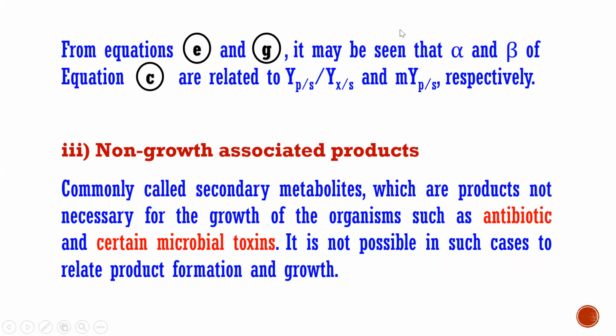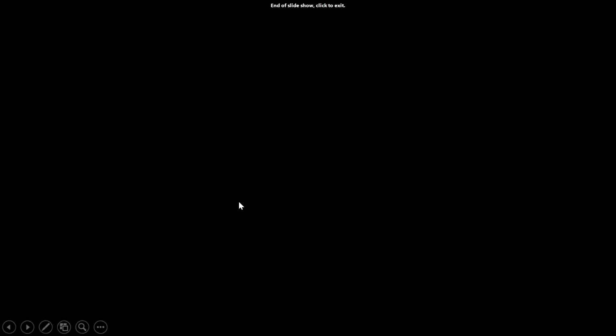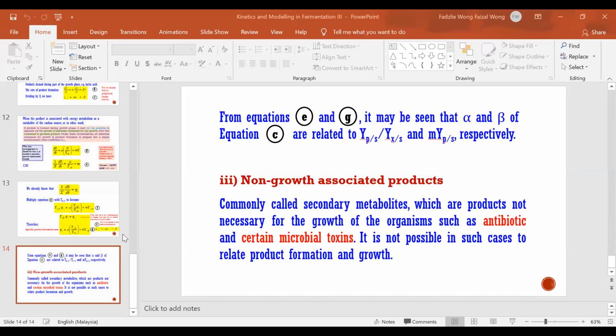All right. So this is the explanation sentence which explained my words just now. And the last one is a non-growth associated product. For non-growth associated product, it's commonly for secondary metabolites, which are products not necessary for the growth of the organism, such as antibiotics and certain microbial toxins. So if you want to produce antibiotic, you expect to isolate the product during the stationary phase, right? So it is not possible in such cases to relate product formation and growth. So that's all.